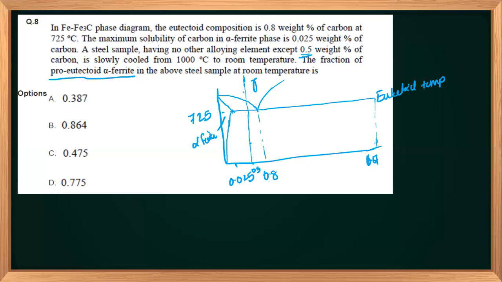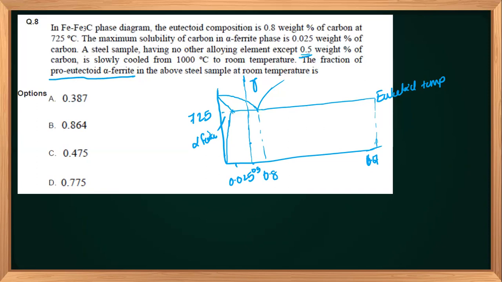So whenever this point reaches this curve, what will happen? Our ferrite will start forming. Till then it will be fully in the gamma state, right? But after that, whenever it touches this point, ferrite will start forming, right?